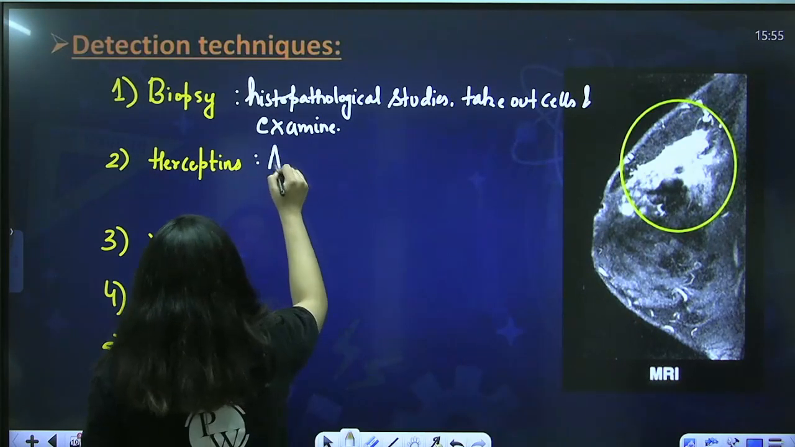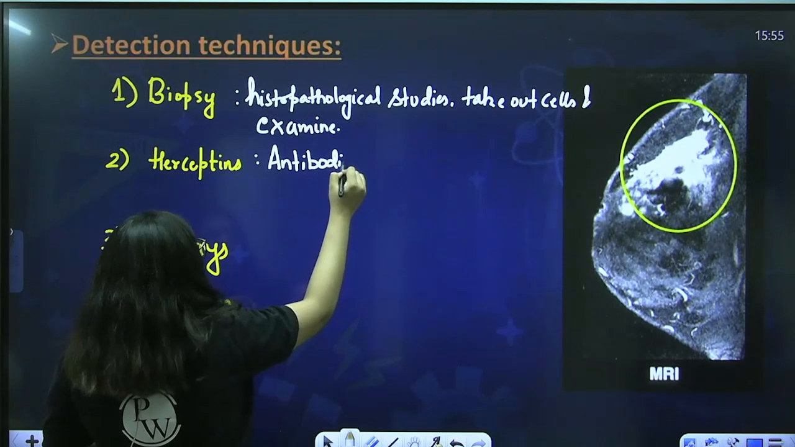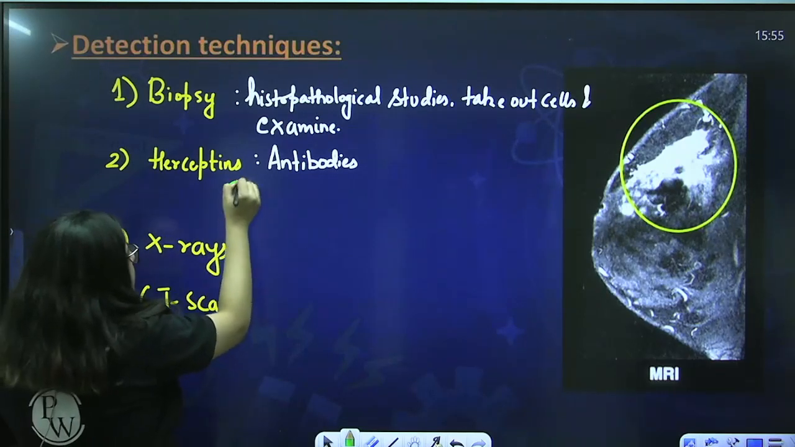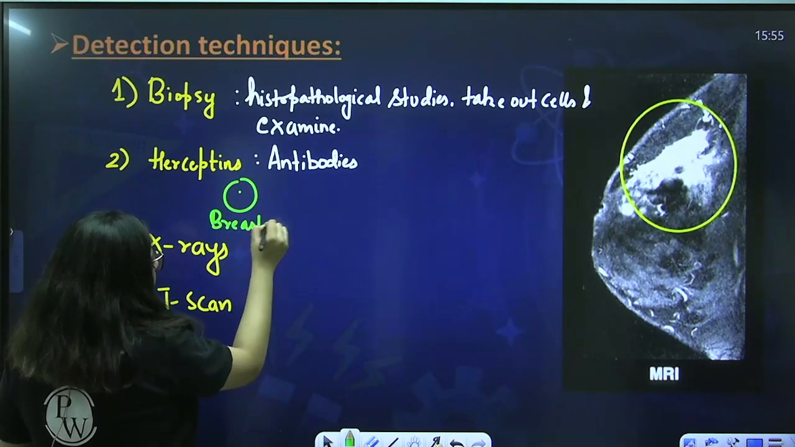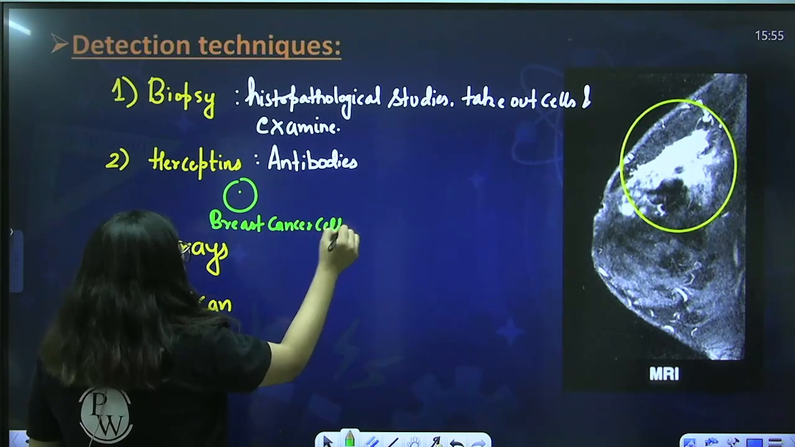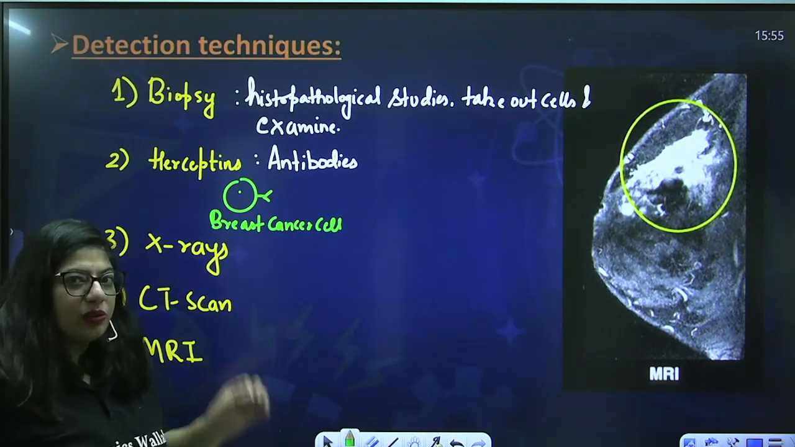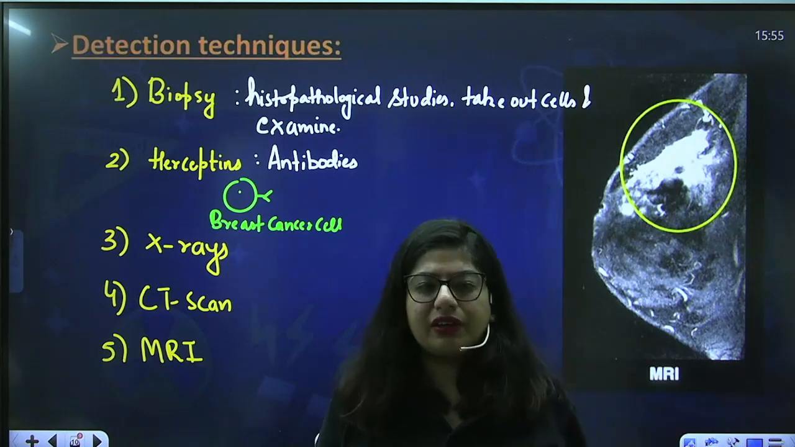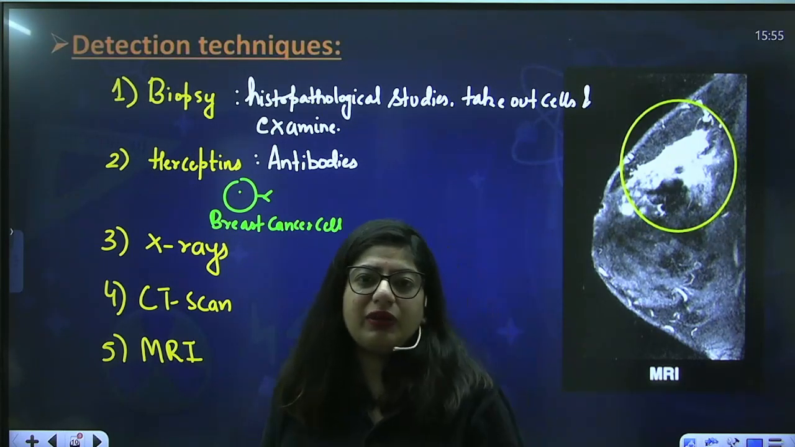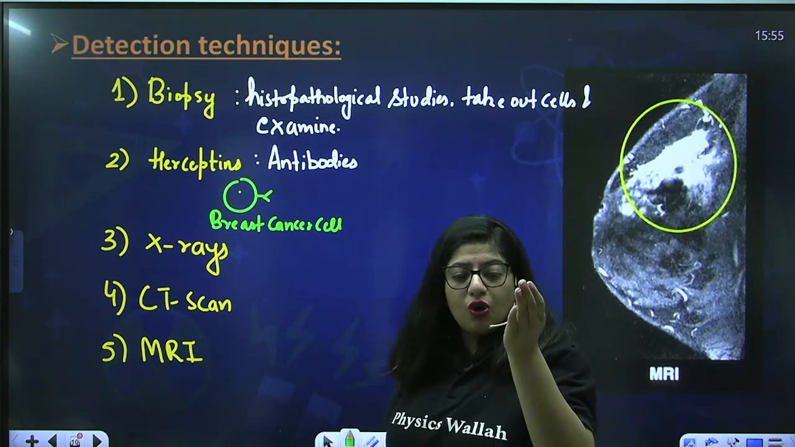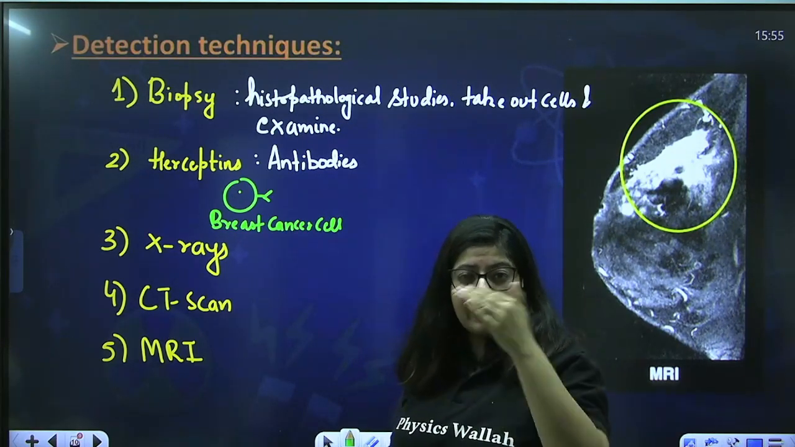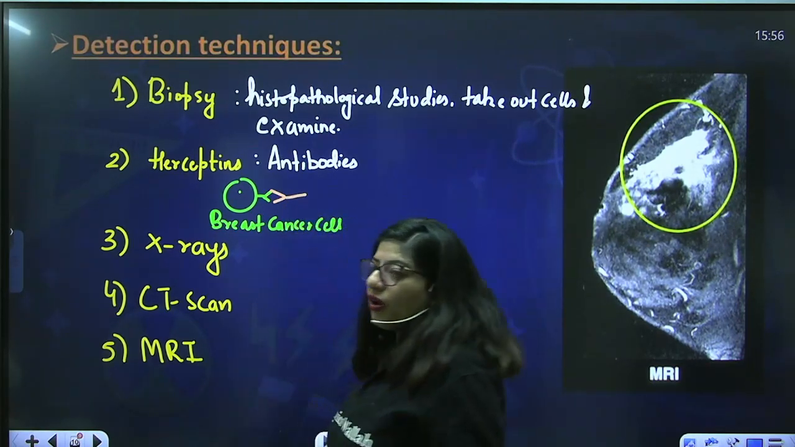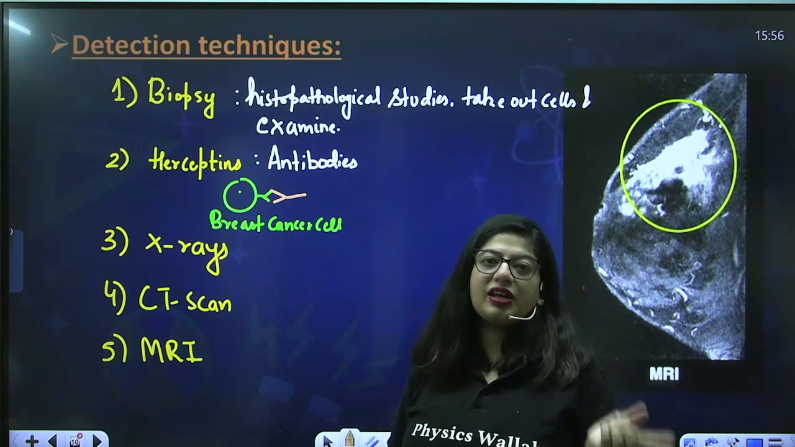Herceptins, what are these? They are antibodies. What have we done? We have already extracted various kinds of cancer cells. Imagine this is a cell of a breast cancer. And we know in the entire world, a breast cancer cell has a particular protein on its surface. If breast cancer occurs to any female on this planet Earth, that breast cancer cell will definitely have this protein on its surface. So, against this protein, we have made certain antibodies. And the antibodies will confirm whether the cell is a breast cancer cell or a normal cell.